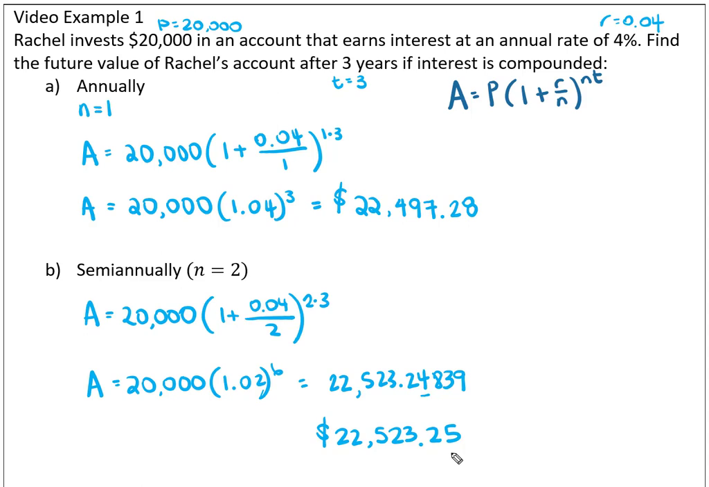$22,523.25. Notice that this is more than our original answer when it only compounded once each year. And now we're going to get a little bit more money because we compounded twice. Let's keep on going.